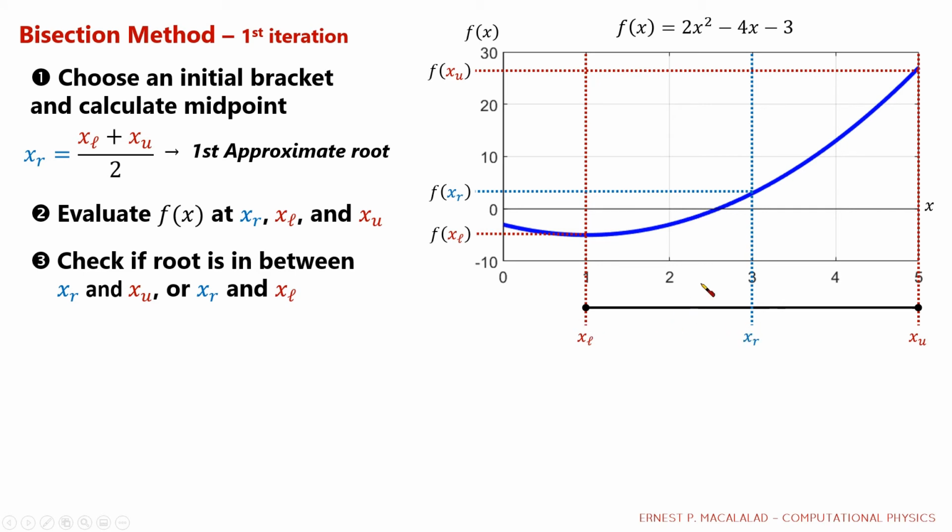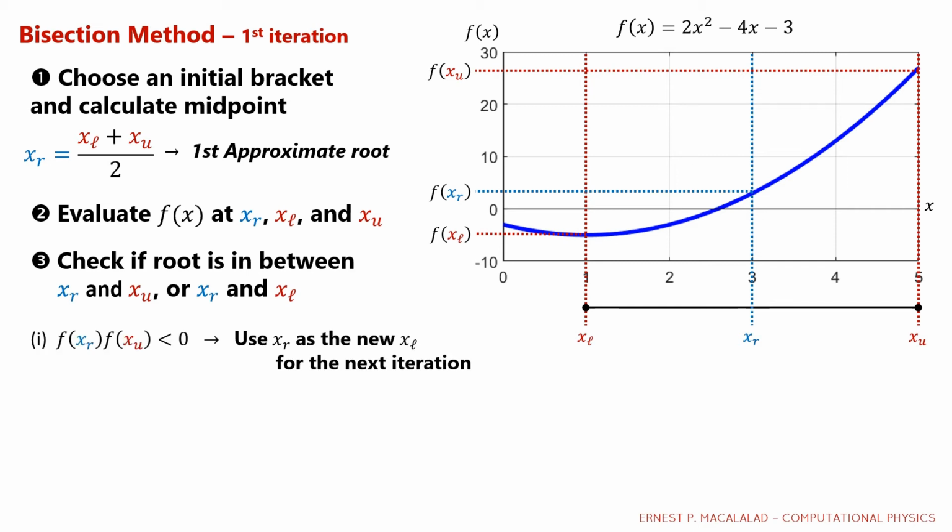So how do we do this? We're going to do some conditions. This condition is the one that is different from what was presented in your MATLAB module. In our case, we're going to compare the product of the value of the function at xr and xu. We're going to multiply the values of f(xr) and f(xu), and check if the product is less than 0.